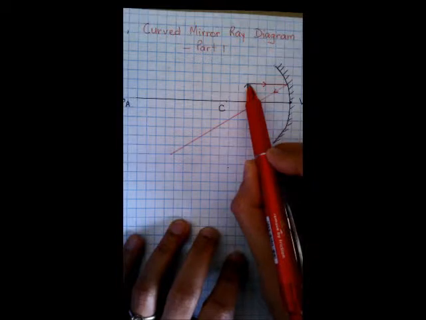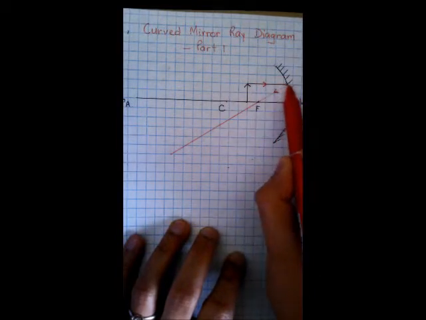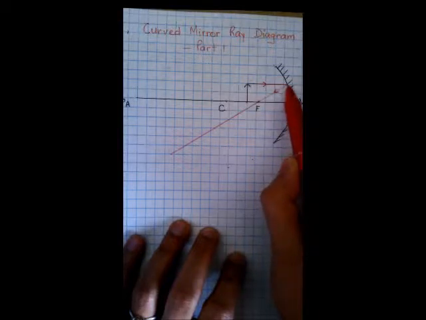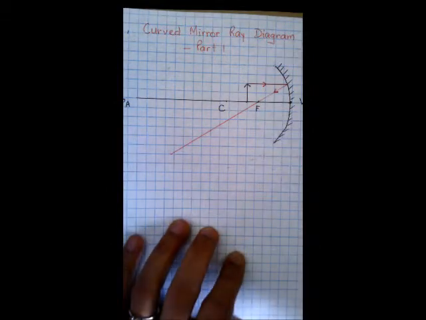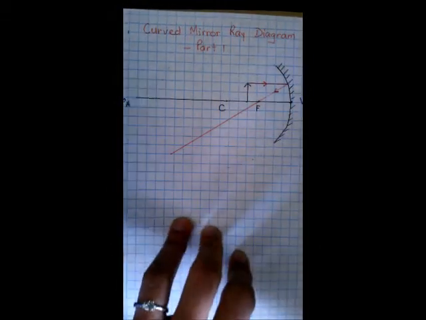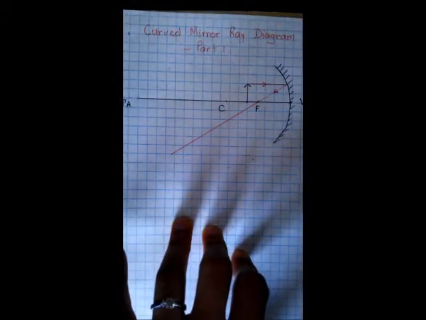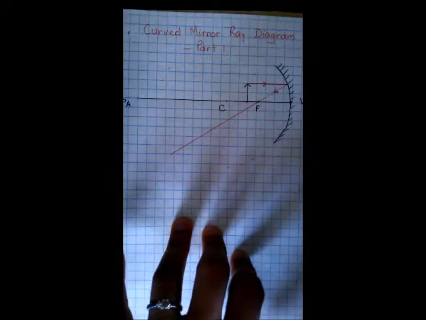It started off going parallel to the principal axis. It went towards the mirror. It hits the mirror, gets reflected, and the reflected ray then passes through the focal point and carries on in straight lines. That is our ray number 1.